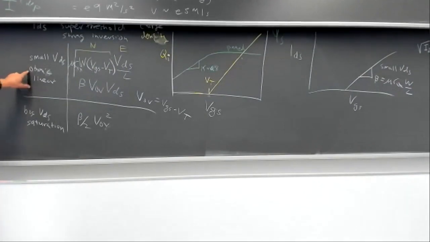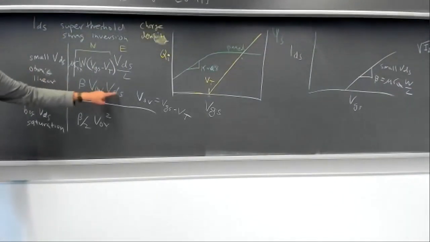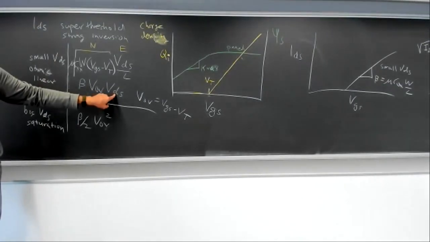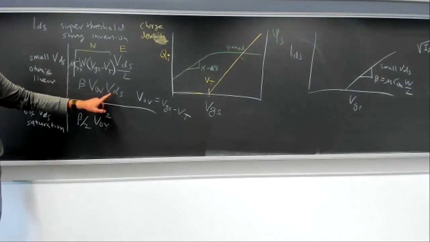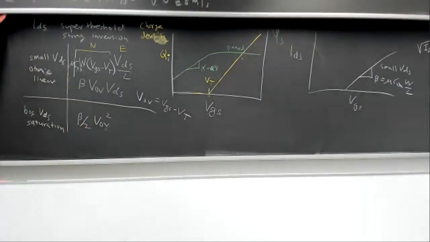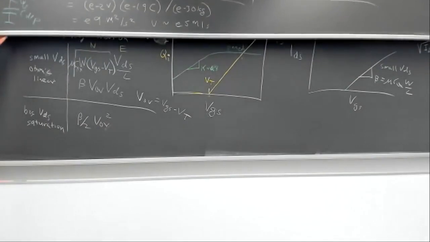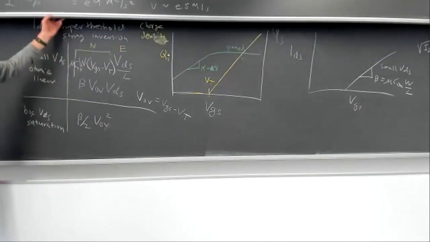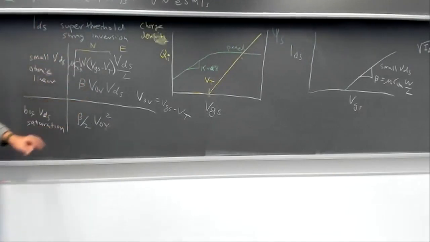Why is it called ohmic or linear? Because the current is proportional to the voltage from drain to source. It's like a resistor. Is that helpful? Okay. But then, as I said, as you increase the gate voltage, the current, well, let's make it really simple.